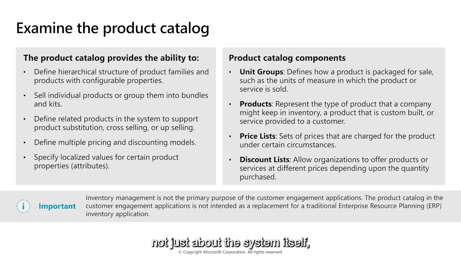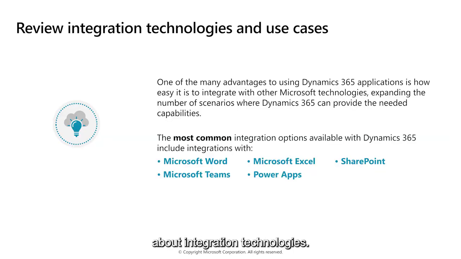Now, it's not just about the system itself. What we also need to know is about integration technologies. So we need to keep an eye out for integration technologies and how we will use them. There are a lot of different integration options available within Dynamics 365, such as Microsoft Word, Power Apps, Microsoft Excel, Microsoft Teams, and SharePoint.